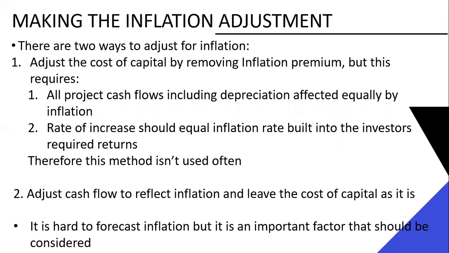Now, generally speaking, people do not adjust the cost of capital by removing the inflation premium, because this is a little complicated. It requires certain assumptions, right? And those assumptions are given over here. I don't want to go into too much detail about them, but the important thing is for you to just remember that generally speaking, people adjust cash flows to reflect inflation and they leave the cost of capital as it is. Also, it's important to mention that it's very hard to forecast inflation, but at the same time, it's an important factor that should be considered because inflation really changes the value of goods and it changes the cash flows in the future. So it is something that needs to be taken into account.